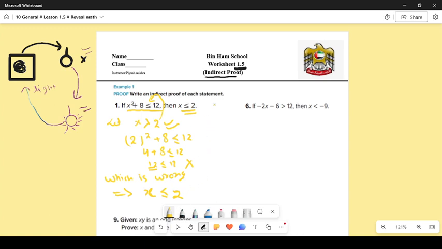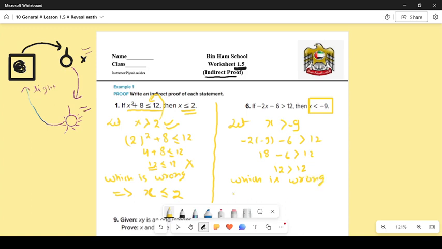In the same way we are going to do the next question. This time I will consider this is wrong, and if this is wrong, so what I will consider, let x be greater than minus 9, okay? Here always make sure I am doing minus 9. So put the values here, minus 2 into minus 9 minus 6 is greater than 12. Further solve, 18 minus 6 is greater than 12. So 12 is greater than 12. You know 12 cannot be greater than 12. They are the same. So which is wrong? You will be writing again which is wrong.